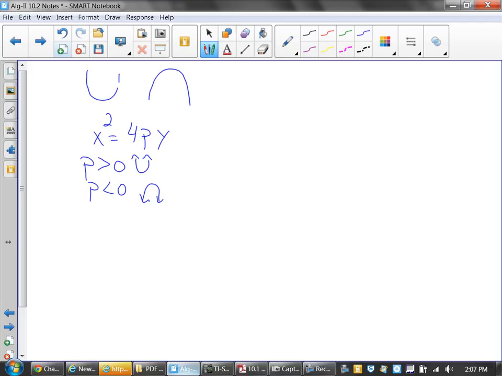In the first few of these sections, I think it's 10.6, everything that we do right now is going to have a vertex at the origin. So our vertex is always going to be at 0, 0 for these next few sections. We will shift everything, but we're going to talk about the basics first.